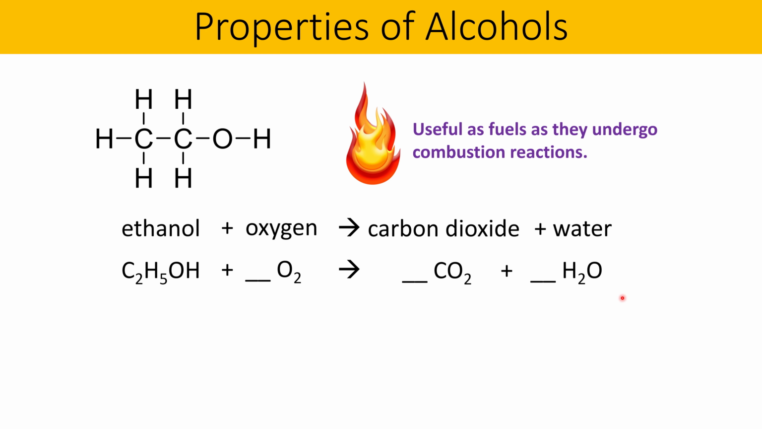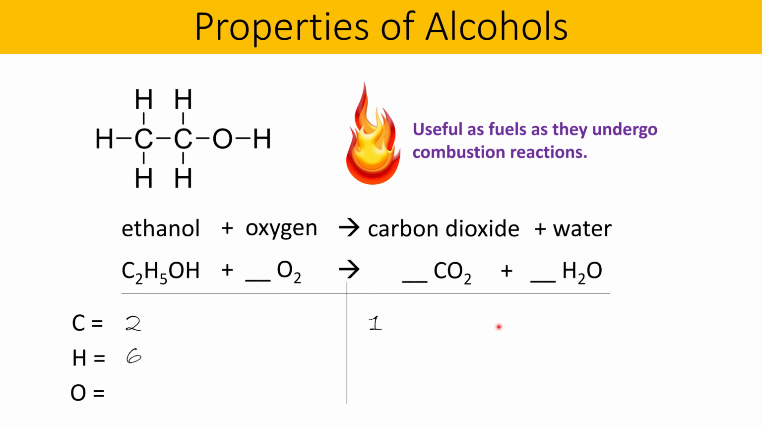We can see that there are 2 carbons on the left, and currently, because the equation is unbalanced, only 1 on the right. If we count the total number of hydrogens, be careful here, I have 5 and then a 6th here. So I have 6 on the left and only 2 on the right currently. Now let's count the number of oxygens. I have 1 here and 2 here, so a total of 3 on the left currently. I have 2 here and 1 here, so a total of 3 on the right currently.